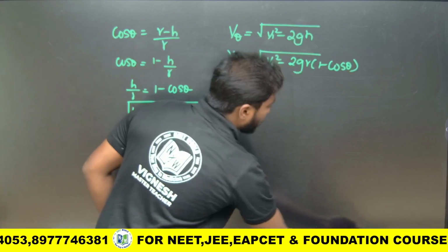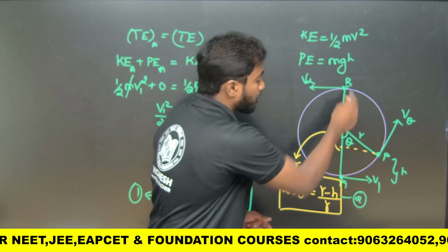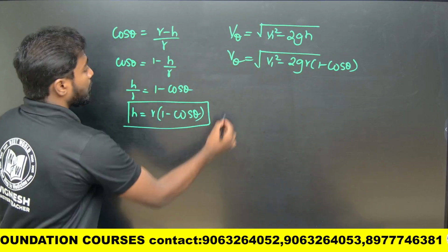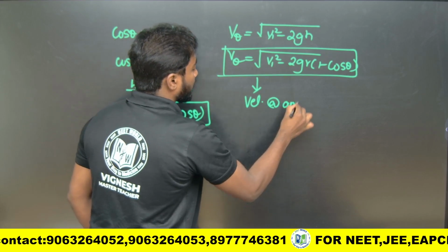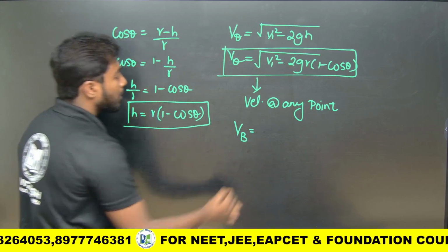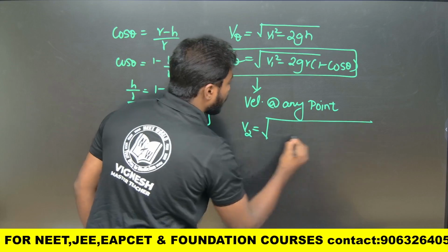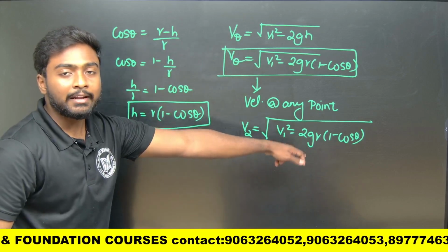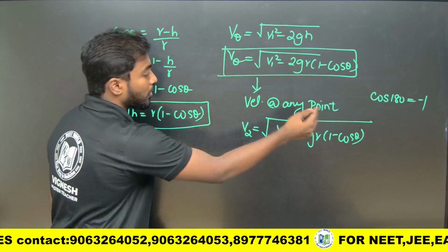If we talk about the velocity at point B with respect to A, what is the angle made here? From this point going to B, theta has increased, so the total angle will be 180 degrees. This is the velocity at any point in the circle. Now the velocity at B, Vb, with respect to A, is V2, which is equal to under root of V1 square minus 2g r into 1 minus cos theta, where theta is 180 degrees. Cos 180 degrees is nothing but minus 1. So substitute the value of cos 180 here.